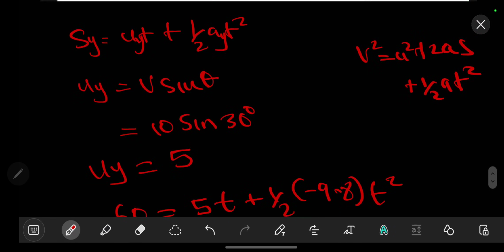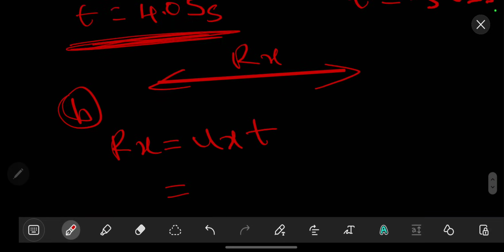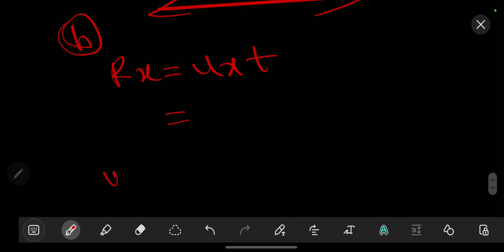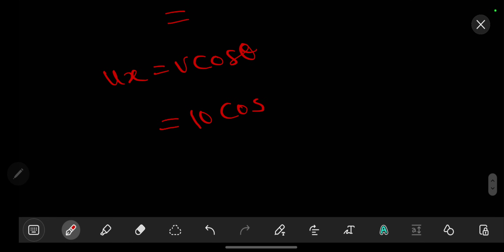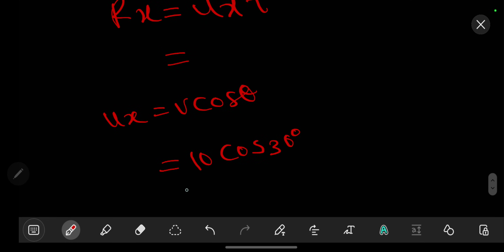Okay, so we have our v cos of theta, so we can just find it. Our ux is equal to v cos of theta, which is equal to 10 cos of our angle of projection, which is 30 degrees. So we put 10 cosine of 30. This will give us a value equivalent to 8.66 meters per second.